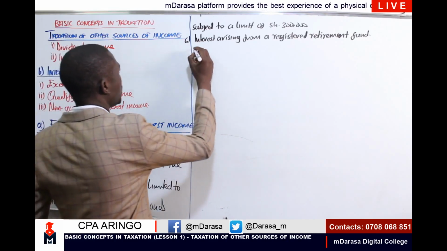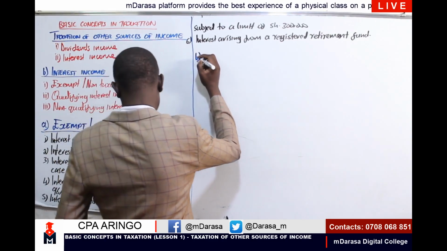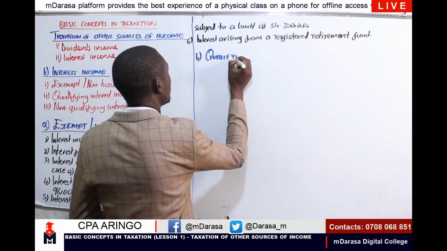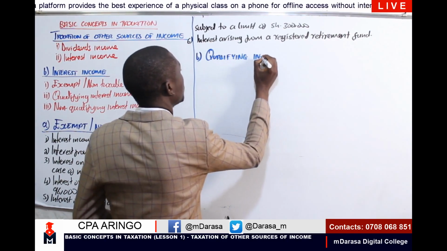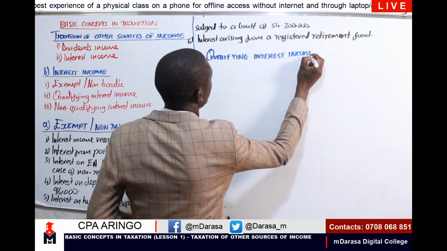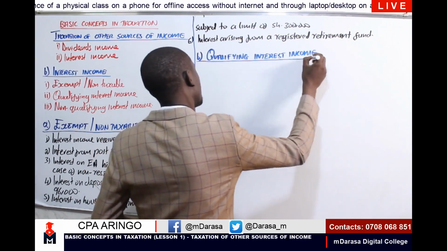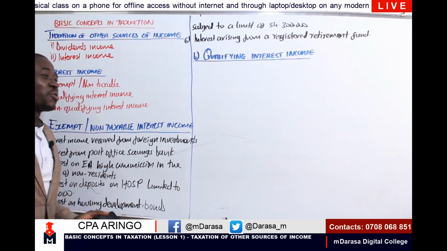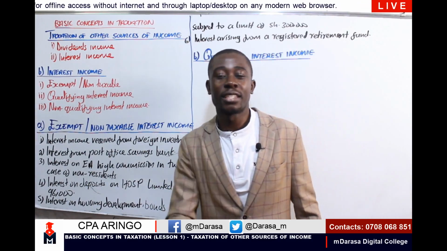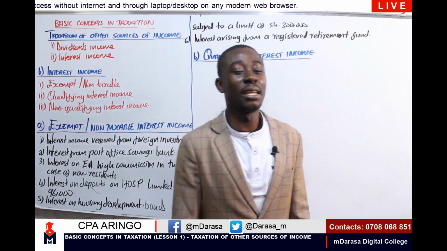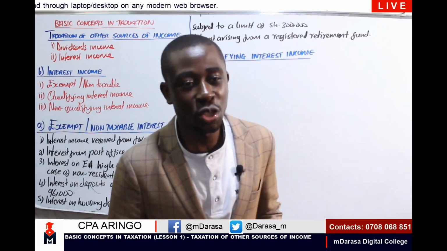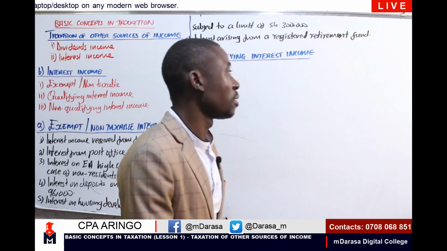Talk about number B. We should be talking of the qualifying interest income. And this is where I want you guys to be very, very tentative, because I know this area normally tends to challenge a lot of students, but I believe at the end of this session, you will never be challenged again.